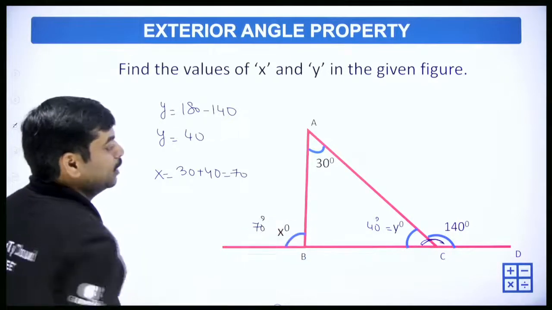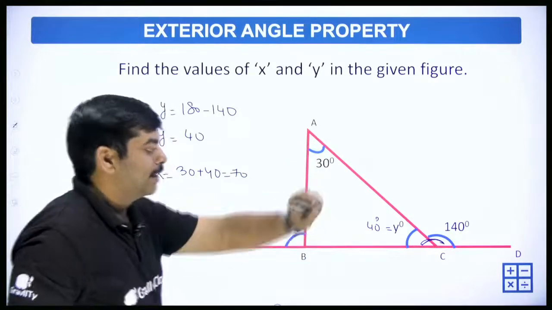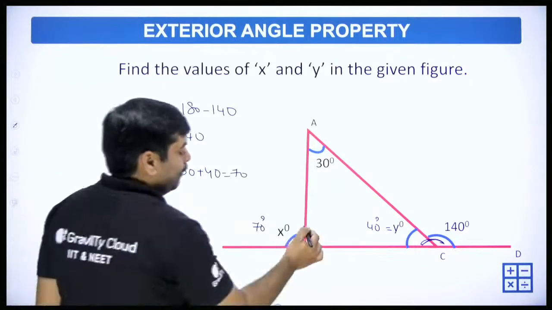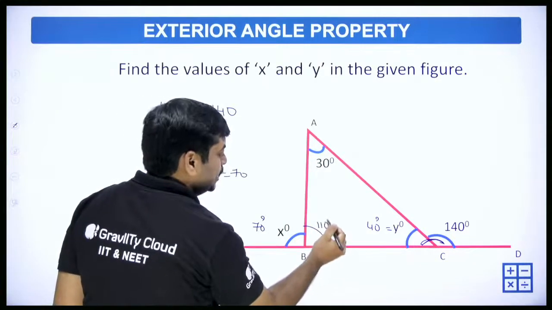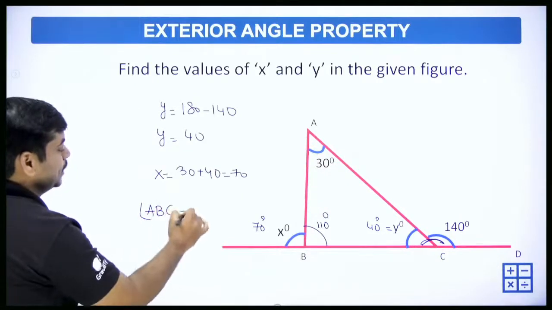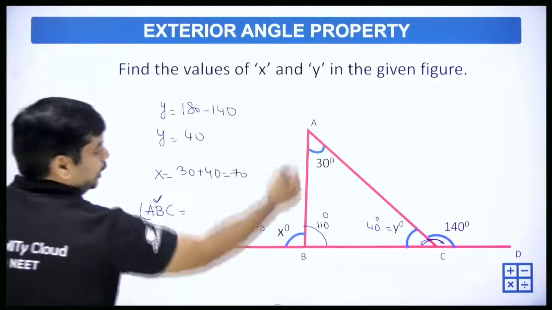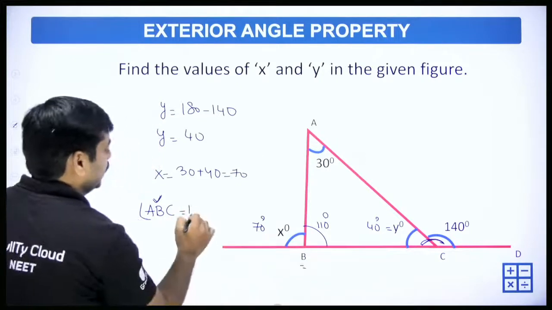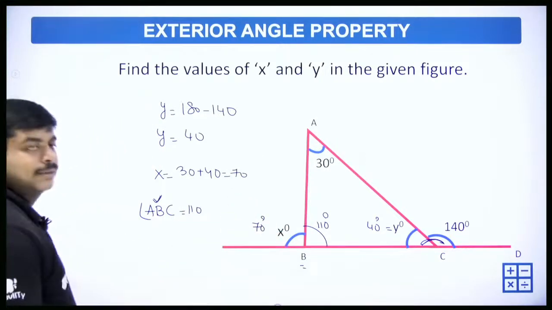And what about this angle? 30 plus 40 is 70, so this should be 110. This is not asked, but still, if the question is asked about angle ABC, that means we are talking about angle B. ABC is angle B, which is again 110. Okay, we should not write 70.